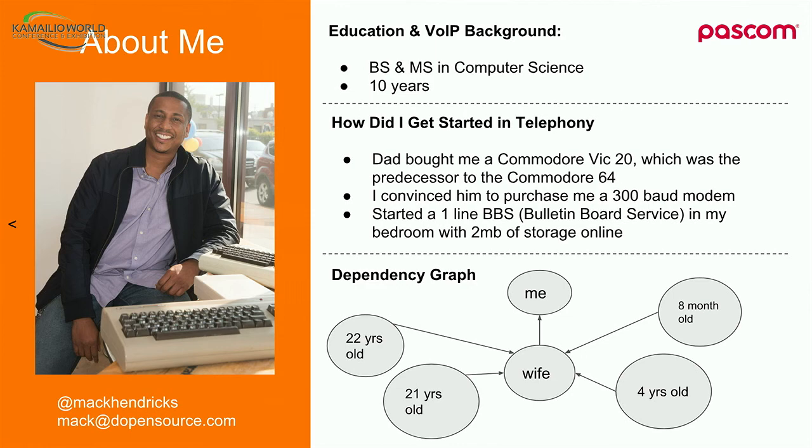So the dependency graph here really just shows how important it is for me to stay focused and to make money, because my wife wants money, and we have 4 kids that depend on my wife, right? And obviously at the end of the day it's transitive. So the kids depend on my wife, and then my wife depends on me.